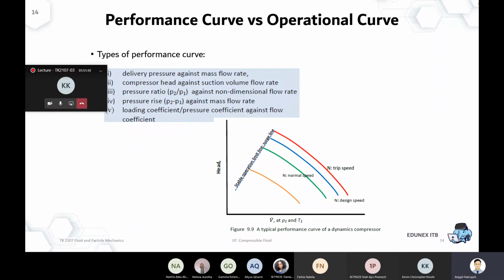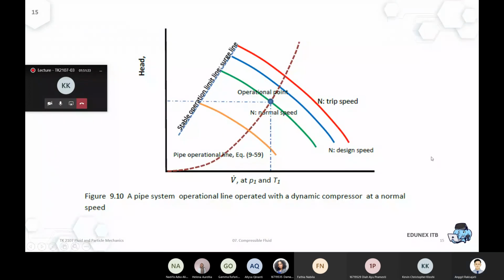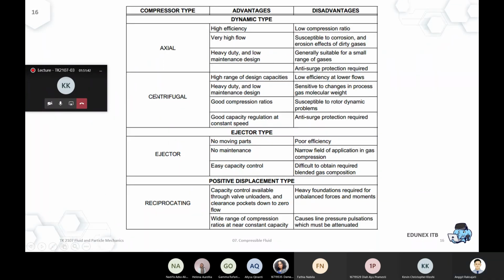There is a VSD. As you can see, normal speed, trip speed, design speed. It is very common for a centrifugal compressor to have a VSD, to play around with the RPM, to play around with the head, supplied by the VSD. Again, the intersection is your given flow rate and the given head generated. Very similar to a pump.